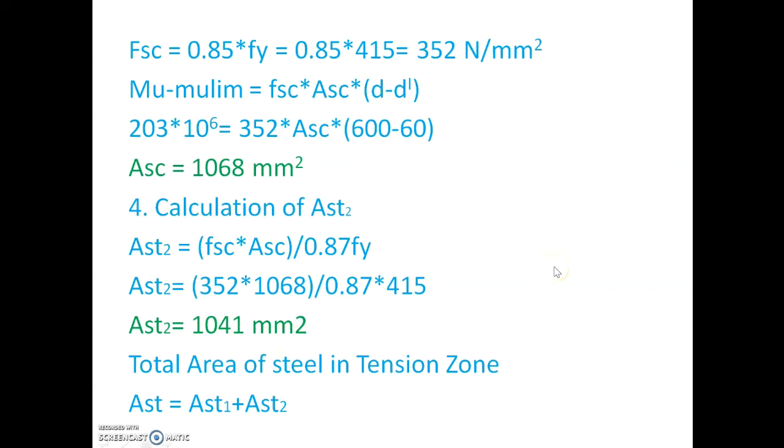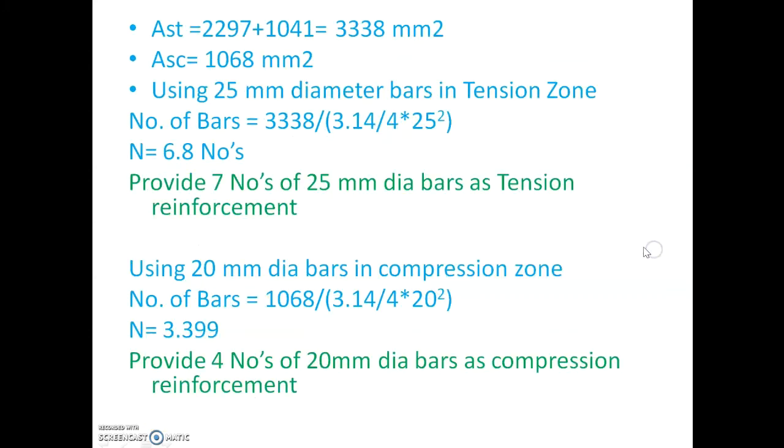Here we got two AST values, that is AST1 and AST2. So we have to find the total AST, that is the total area of steel in the tension zone. AST is equal to AST1 plus AST2, that is we got a total of 3338 mm square. After finding out the AST value, the ASC value was also found out, that is 1068 mm square.